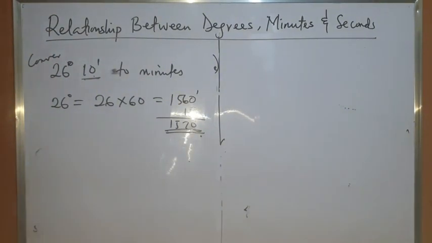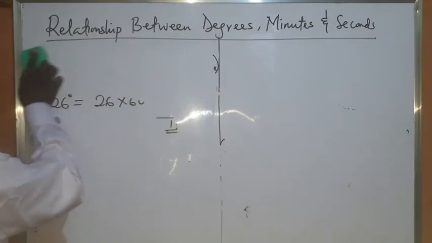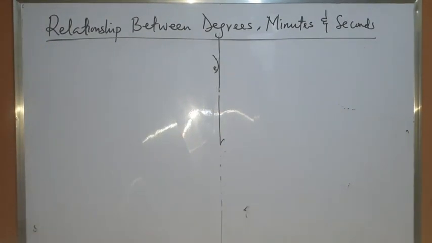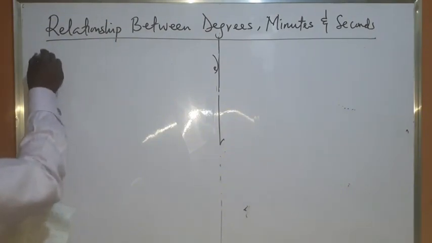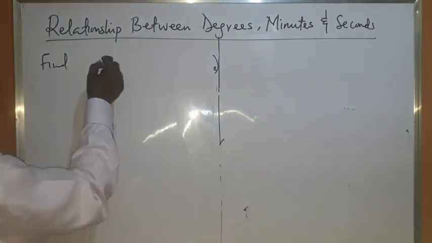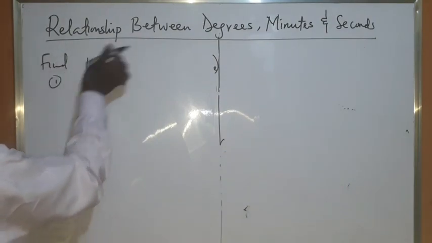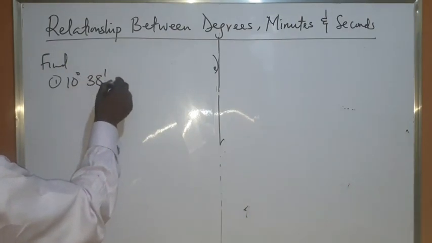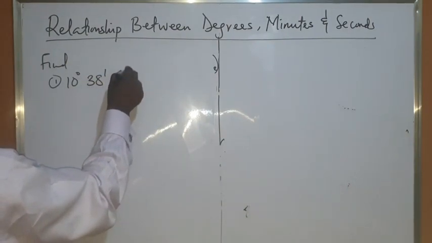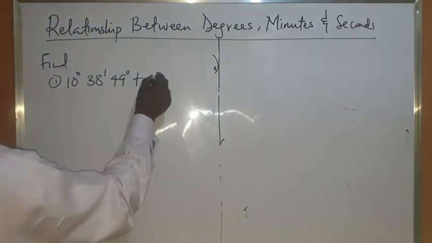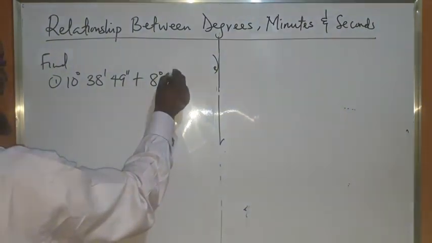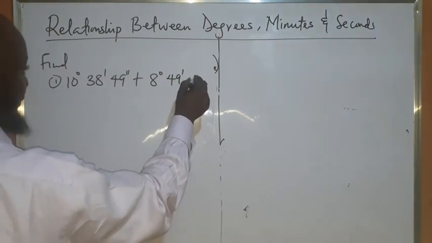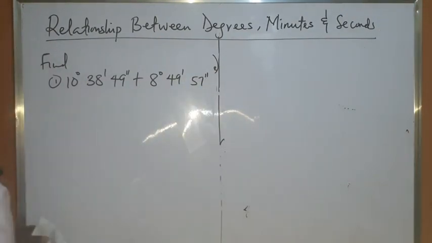So let's now look at addition and subtraction. How do we add? How do we subtract degrees, minutes, seconds together? So let's look at these 2 examples. The first one we're going to look at: 10 degrees, 38 minutes, 49 seconds plus 8 degrees, 49 minutes, and then 57 seconds. So that's the first one.